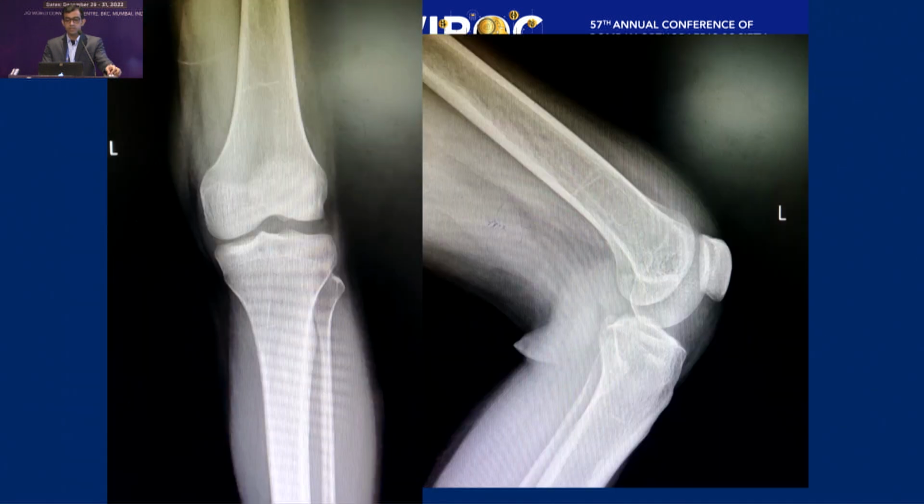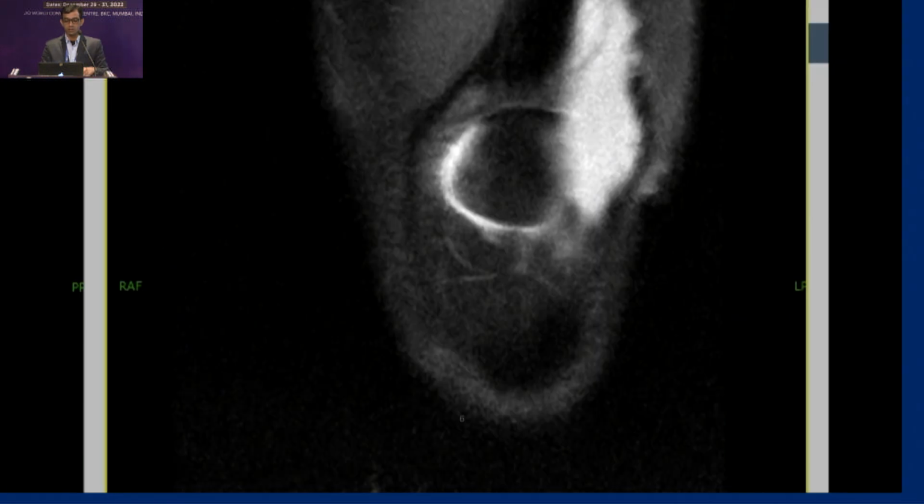There is an increased lateral joint space. You can see a hypoplastic lateral femoral condyle. The tibial plateau on the lateral side, which usually is convex, can be flattened, and the tibial spine on that side can be blunted. So these are all telltale signs of discoid meniscus, which are seen on digital X-ray.